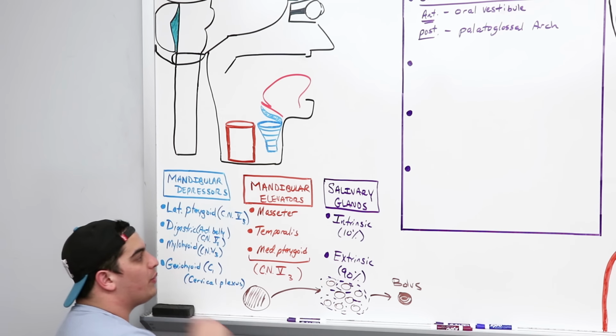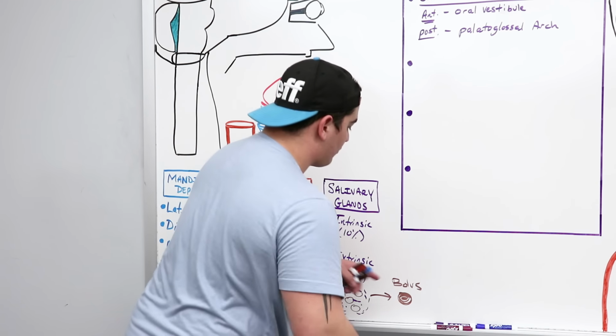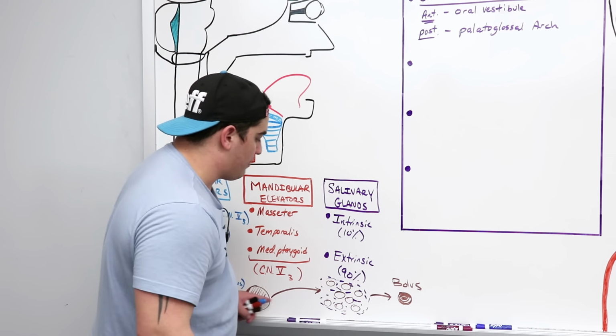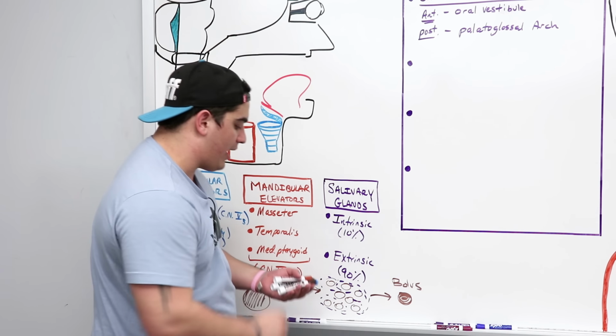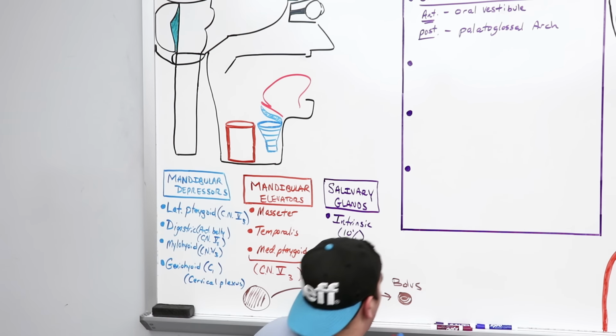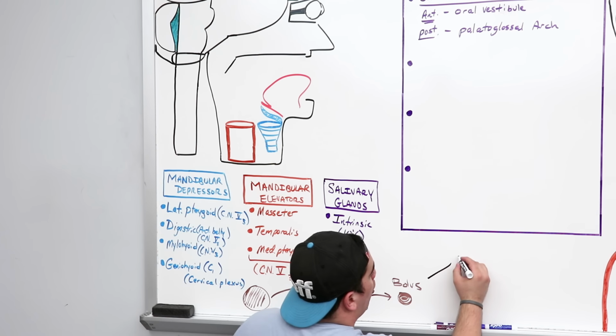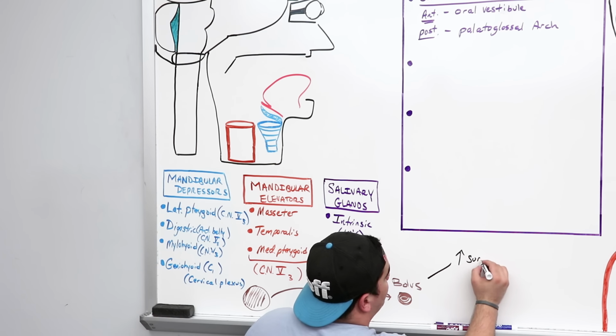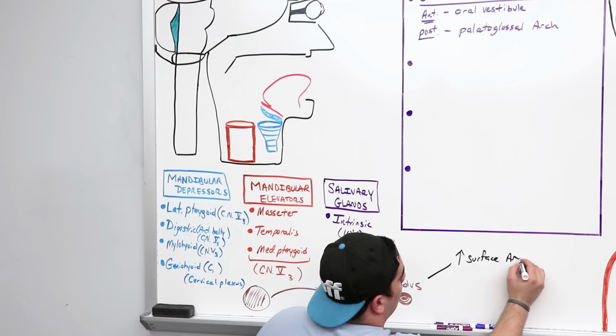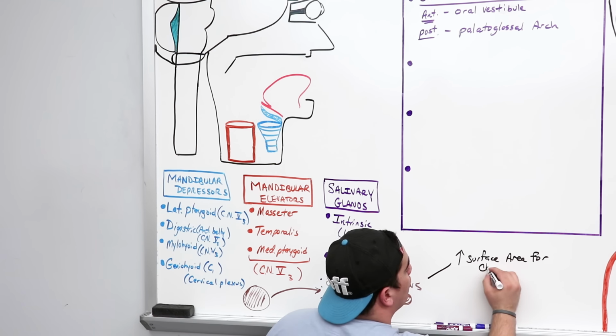Okay? There's two reasons that I wanted to mention this. By doing this process, mastication and the salivation mechanisms, it gives us two really important things. One is it increases the surface area for chemical digestion.